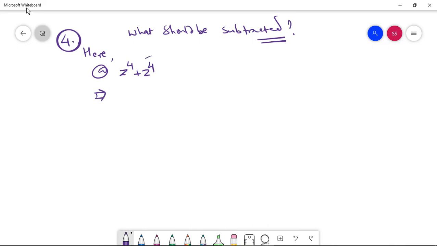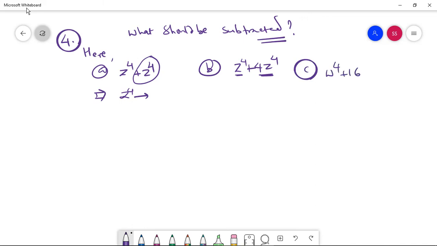And B number I have explained in short. The second one is z4 plus 4z4. Either z4 you can subtract or 4z4 you can subtract. Any one option you can use, there is no restriction. Now the next part, dear students, C number, 4 plus 16. Here also either 4 or 16, both are square terms, so we can subtract any one. Now D number, 4 plus 4. There are other alternatives also. Either 4 or 4.